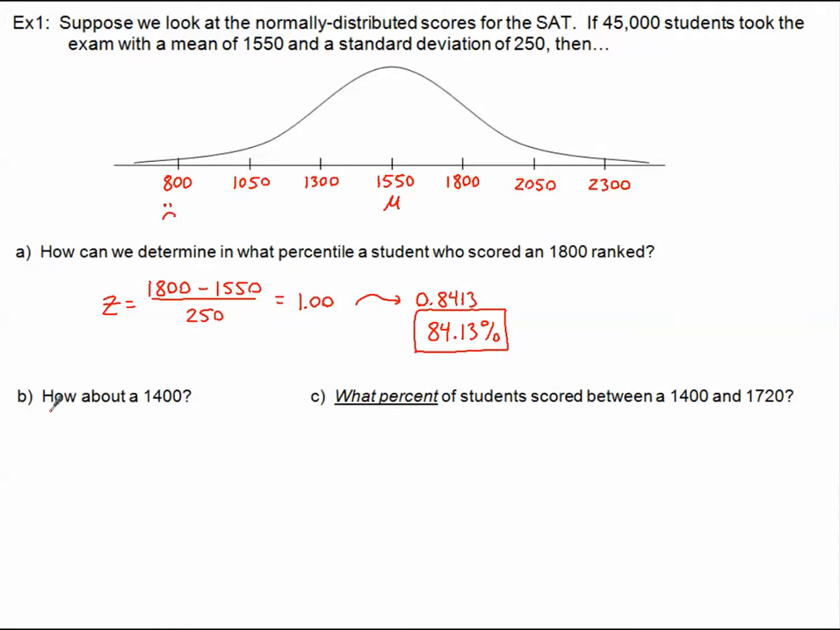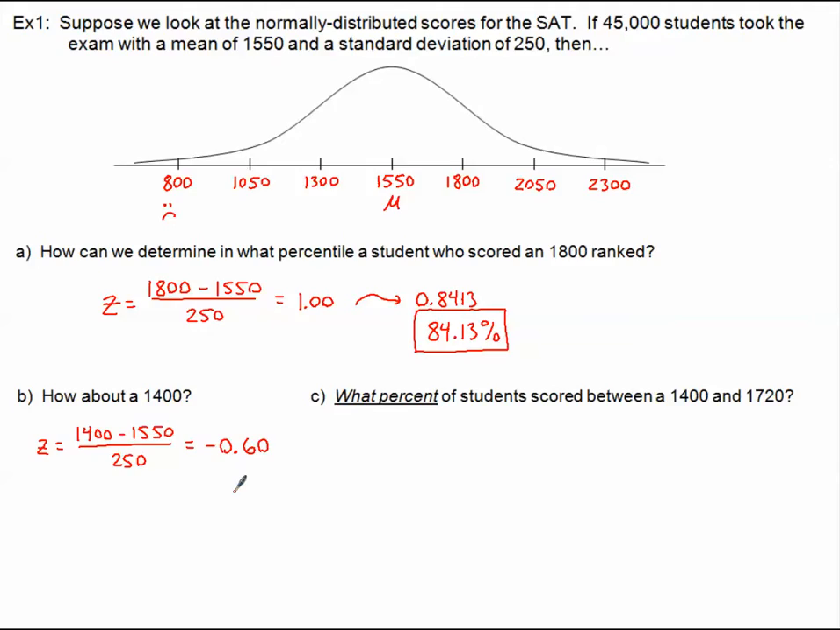Part B, similar question. How about a 1400? Now we know that 1400 is going to be somewhere down here. It's a little bit below the average, so we know it's going to have a negative z-score, but we need to find the z-score first. So we'll take 1400, take away our mean of 1550, and divide by our standard deviation of 250. When you plug that into your calculator, you get a z-score of negative 0.6. You could say negative 0.60 if you want to. That's what we need to look up on the chart.